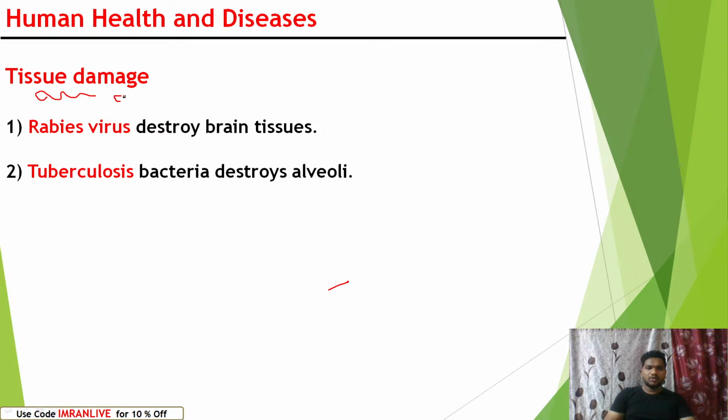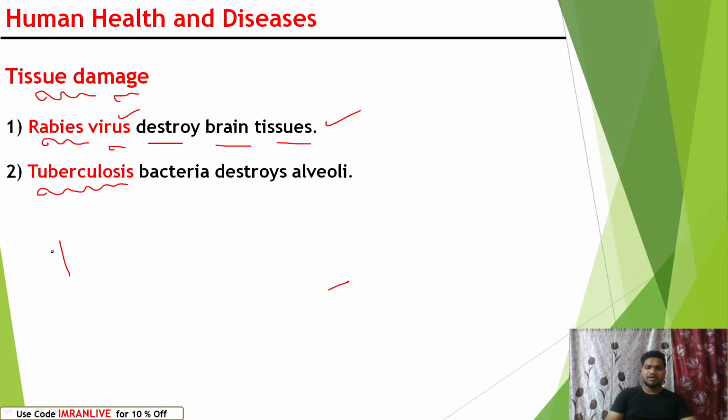For example, the rabies virus enters the human body through the saliva of a dog bite, cat bite, horse bite or any other bite. Once the rabies virus enters the human body, it destroys brain tissue. It affects the nervous system and the brain tissues.